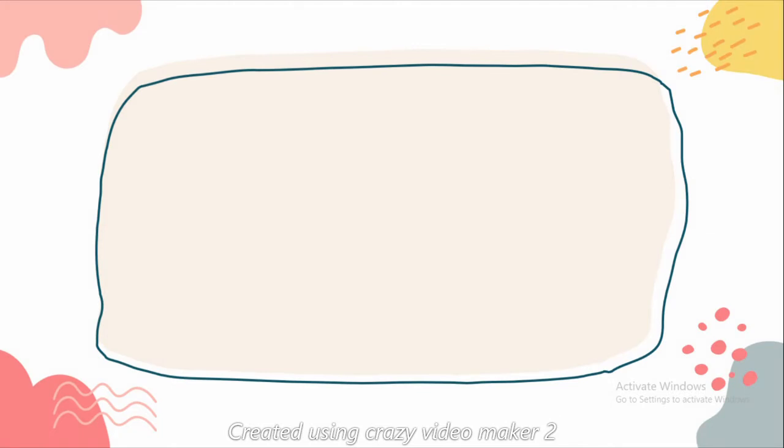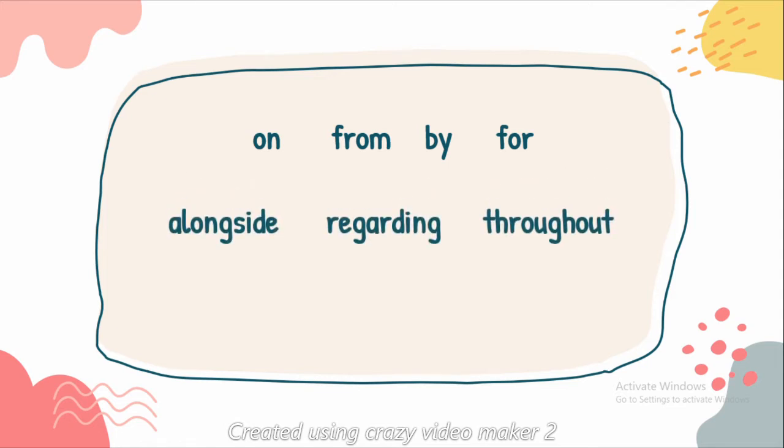Let's take a look at words like on, from, by, and for. They are usually short words, but there are a few longer ones such as alongside, regarding, and throughout. There are also multi-word prepositions like because of, except for, and due to. In English, we often see things as concepts and do not examine them literally. That means we can use many prepositions in academic writing.